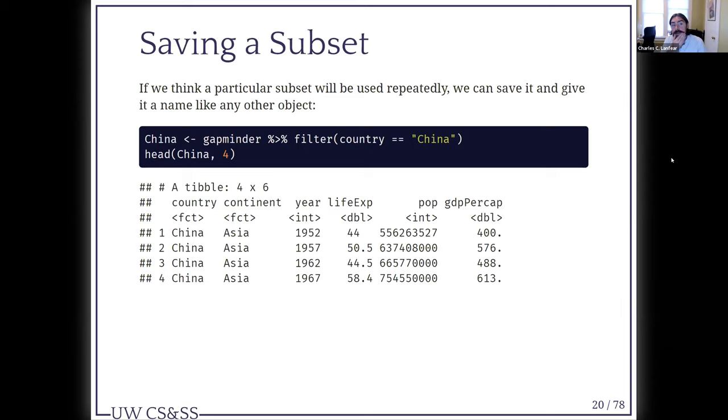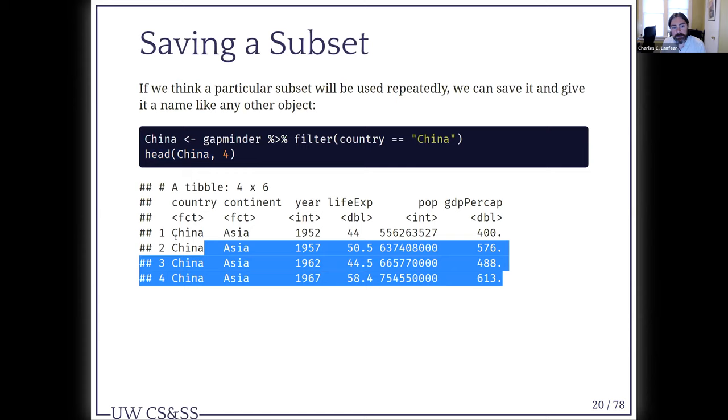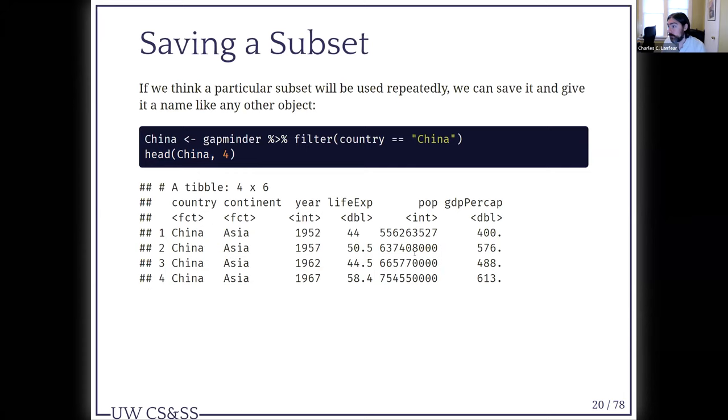Okay. Another thing you might want to do is maybe you're going to work with some subset of data repeatedly. Well, we can save it as an object in R, and I don't mean save it to disk, but just make it as an object, like you do anything else. I could say what I want is some data from China. I'm going to name it China. So I'm going to create an object named China and assign to it the Gapminder data and then filter so that country is equal to China. It assigns it to this, and if I get head China 4, that'll show me the first 4 rows of China. You'll see the observations are all from China, and it's the first observations.